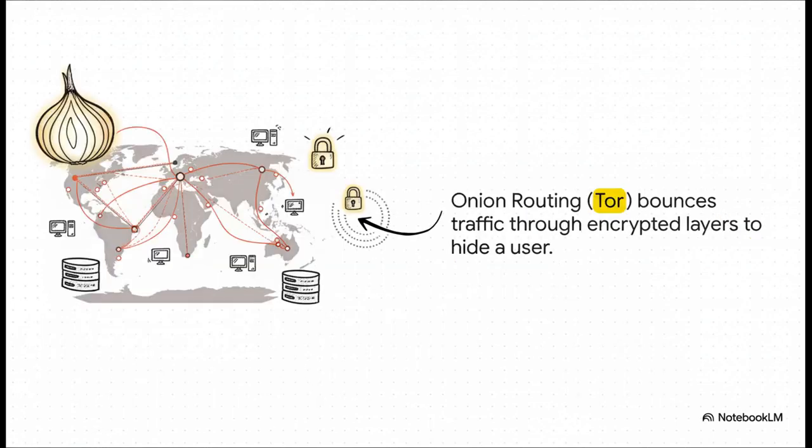Then you have the much more deliberate stuff, like onion routing, which is what powers networks like Tor. As you can see here, it's a whole different ballgame. It wraps your traffic in multiple layers of encryption and then bounces it between random computers all over the world. By the time your data gets to its destination, it only sees the IP address of the very last computer in the chain, which makes tracing the original user extremely difficult.